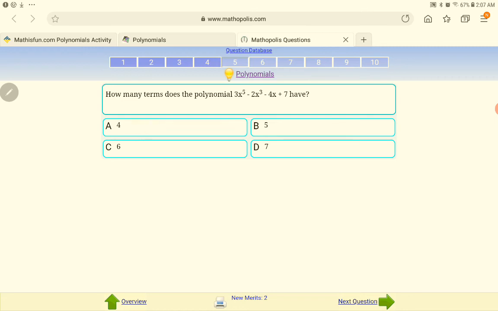So how many terms does the polynomial 3x to the fifth minus 2x cubed minus 4x plus 7 have? How many terms? So terms means count between the minus and the plus signs. So that's 1, 2, 3, 4.